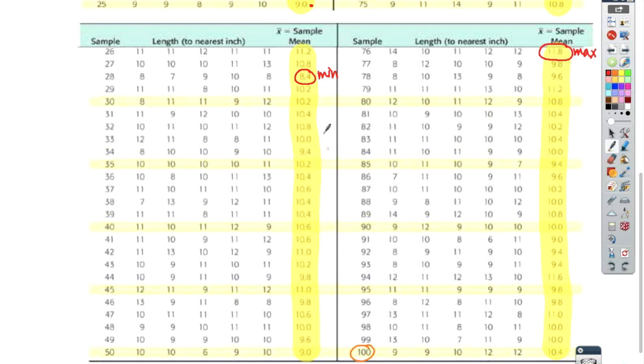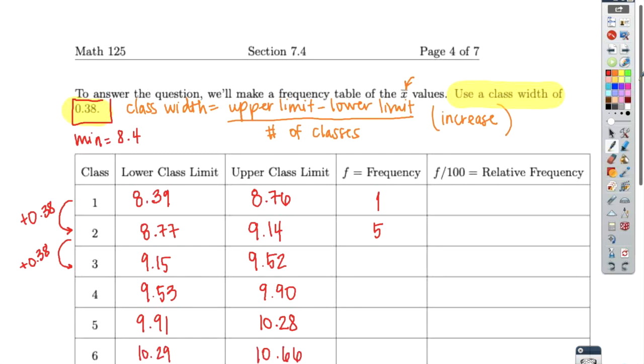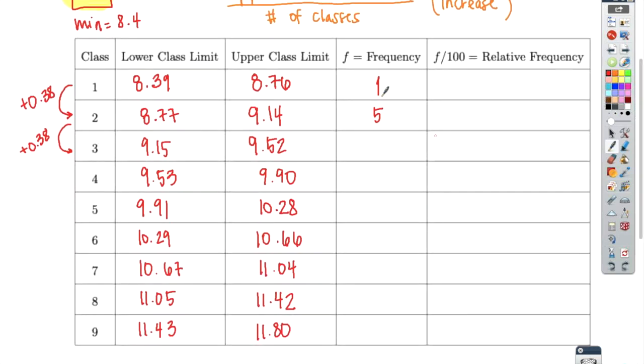Now look in the bottom part. Here's a fourth one, and here's a fifth one. I think that's it. Okay, so there's 5 in the second class. Now, you should pause your video now and fill out the rest of this frequency table.